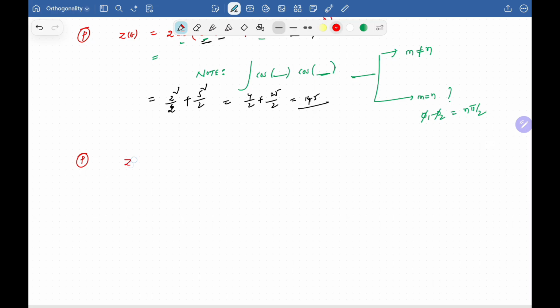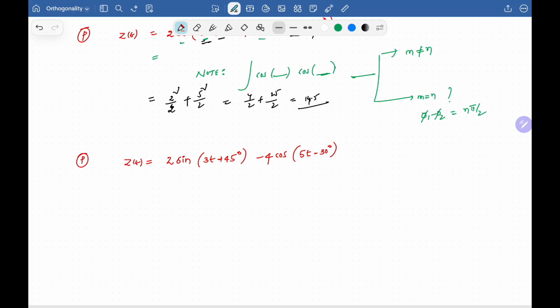Suppose a question, z of t is equal to 2 sine 3t plus 45 degrees minus 4 cos 5t minus 30 degrees. Then how can you solve this question?